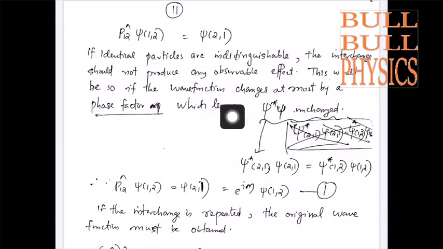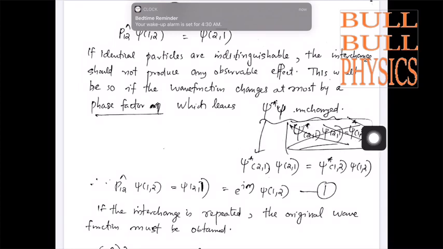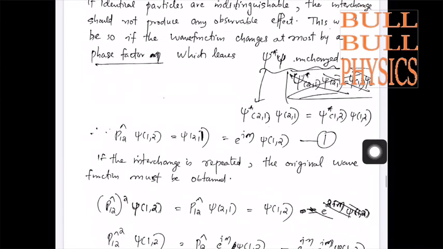So there will be no change even if the wave function changes from psi12 to psi21, at most by a phase factor eta, which leaves the psi conjugate psi unchanged. So there will be no change in the psi conjugate psi. So psi conjugate 1 2 psi 1 2 will be equal to psi conjugate 2 1 psi 2 1. So there is no change in the state.